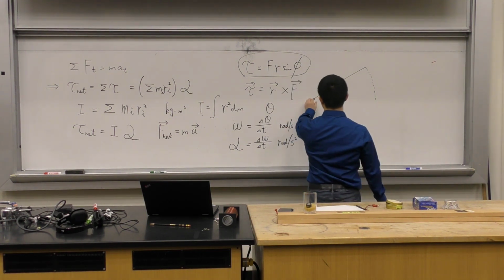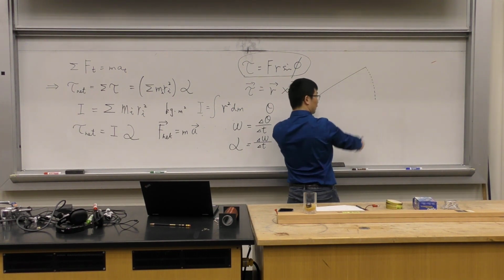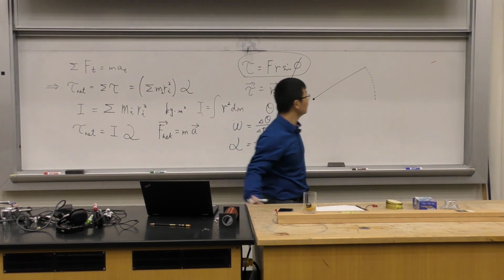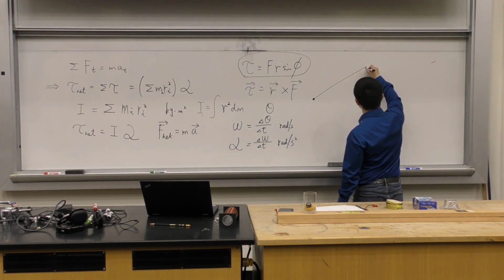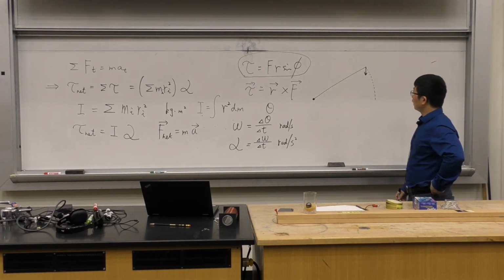Because this end is fixed, this end is actually going to be rotating, right? So we want to find the acceleration of the right end when it's released. So we want to find the acceleration at this point, okay? So this is very weird.